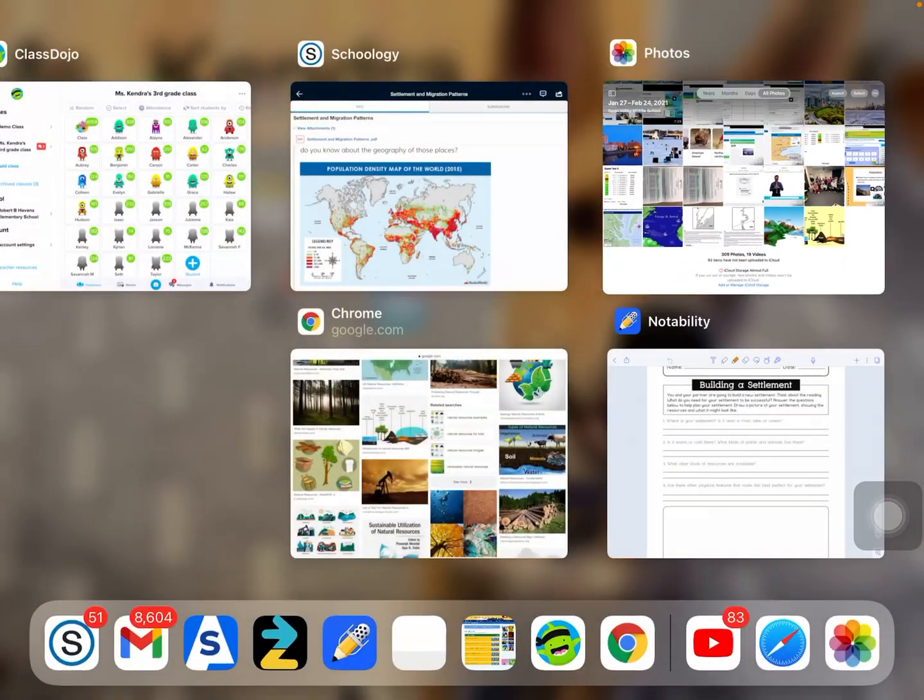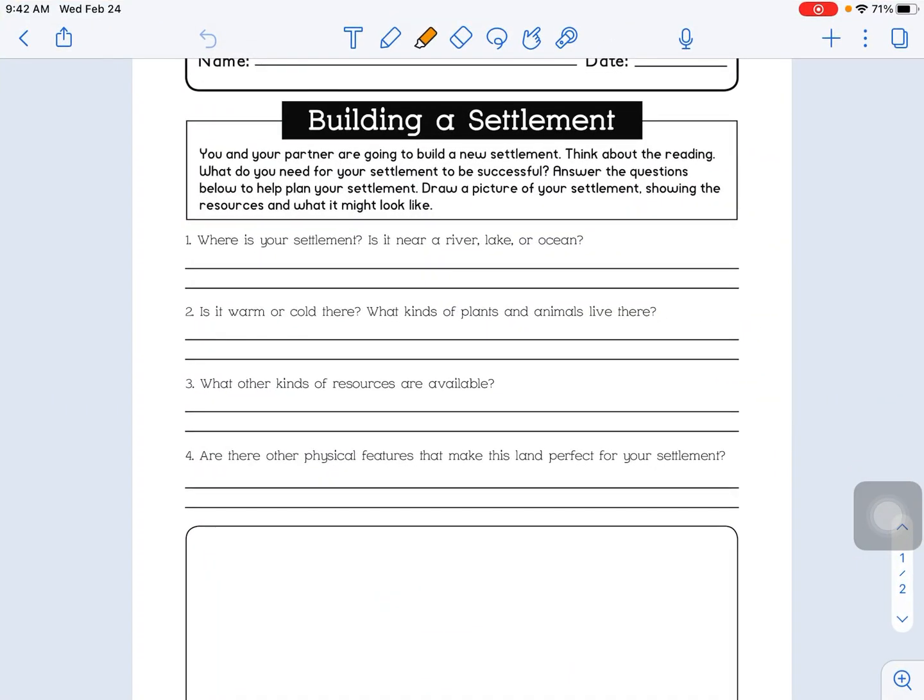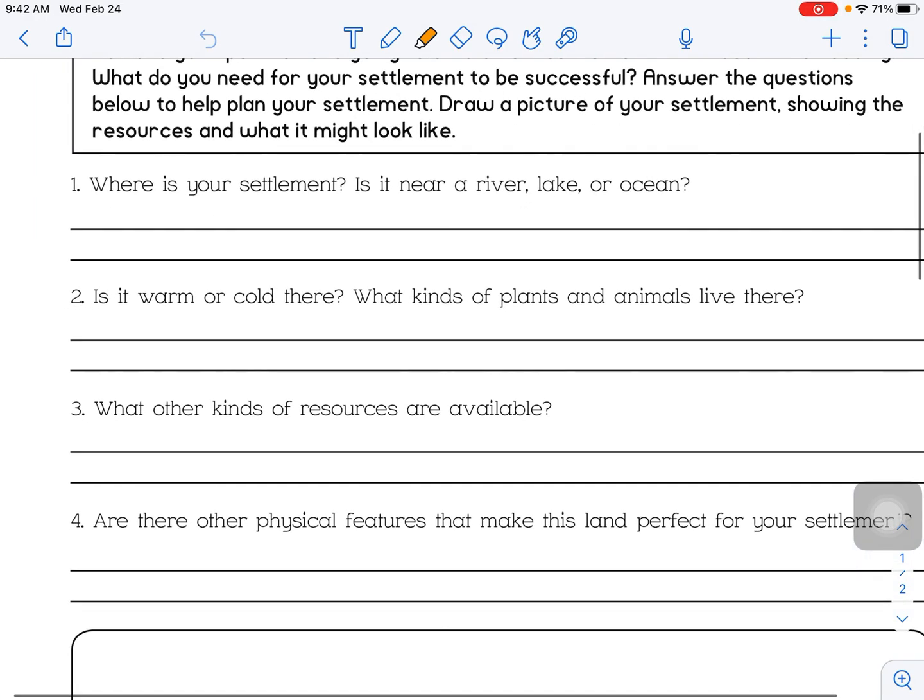All right, let's head back to your assignment for today. So you and your partner, or you may be doing this individually, are going to build a new settlement. Think about the reading. What do you need for your settlement to be successful? Answer the question below to plan your settlement. Draw a picture of your settlement showing the resources and what it might look like. So go ahead and let's look at these questions here.